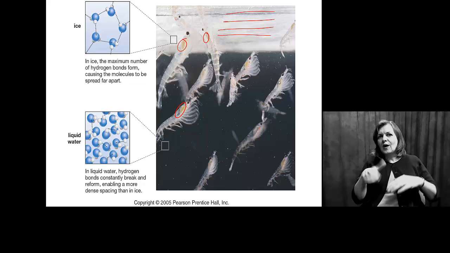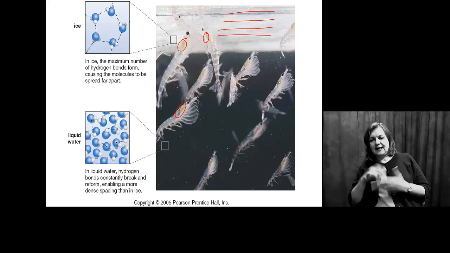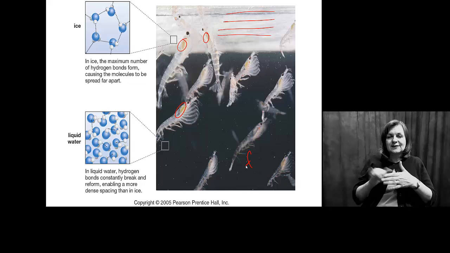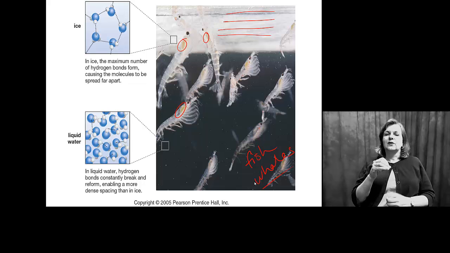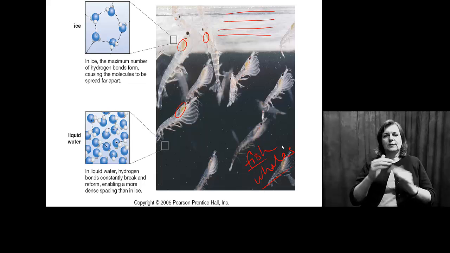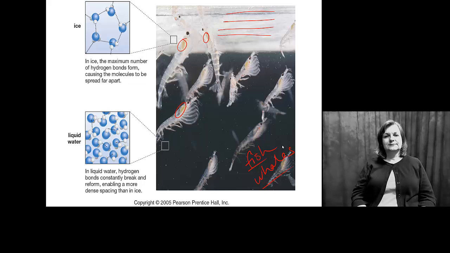And of course, because all the shrimp are eating on the underside of the ice, who else do you think is going to eat here? Well, fish that eat the shrimp, right? And then whales that eat the fish, and so on and so on and so on. So it sets up this terrific community structure, all because ice floats.